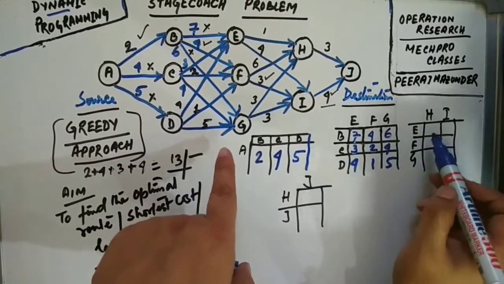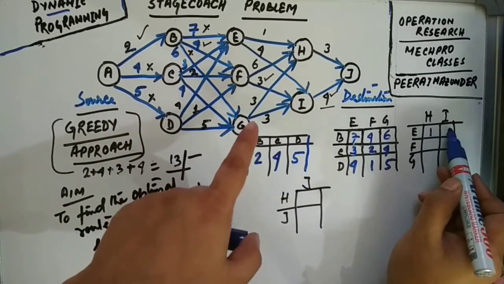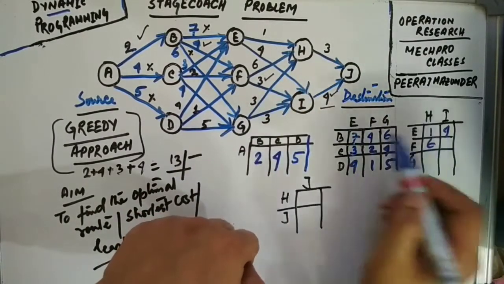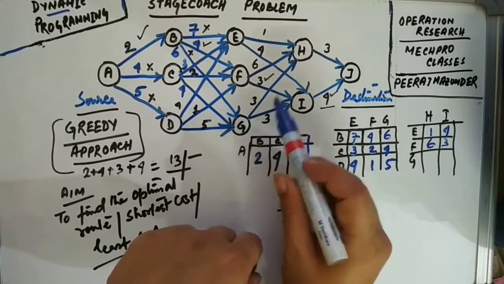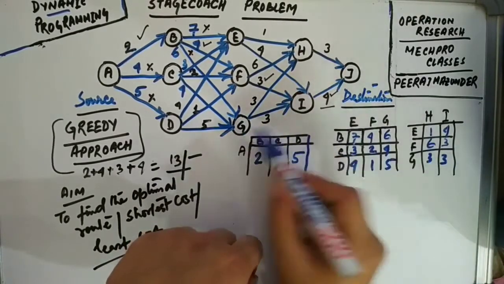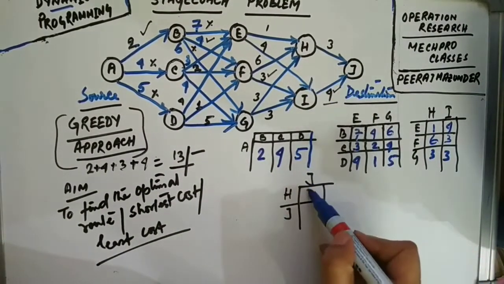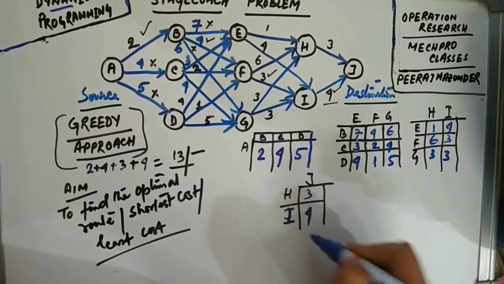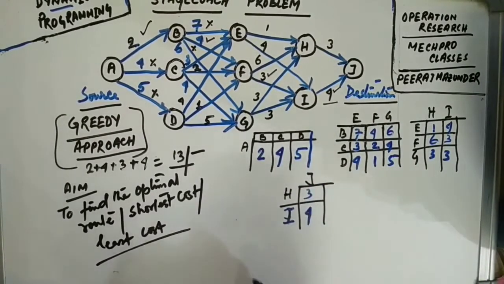Similarly, you can calculate from E to H it is 1, E to I it is 4, from F to H it is 6, from F to I it is 3, and from G to H it is 3, as well as G to I it is also 3. Now from H to J it is 3, I to J, sorry, this one will be I to J it will be 4. So this is the breakup, or you can say the matrix form, of the given dynamic problem, or the stagecoach problem as well.